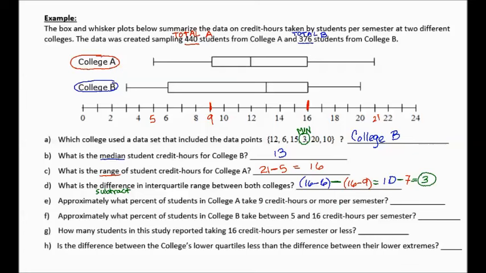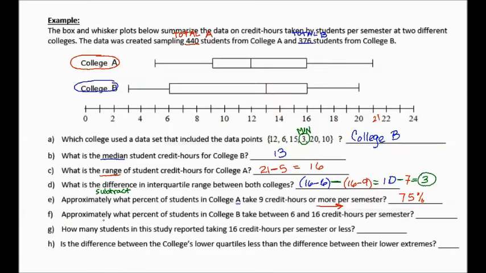Next, approximately what percent of students from College A take 9 credit hours or more per semester? Well, let's go to College A and let's find that value of 9 right here. And they're asking us 9 credit hours or more. More means positive to the right. So 9, and if you need to temporarily draw a dotted line, you may. 9 or more. Recall that each section of the drawing is 25%, so including all of those percents to the right of the 9 would be 75%.